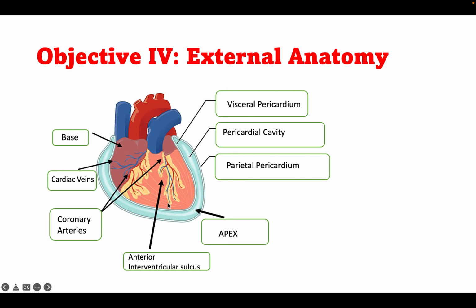And then we have the coronary arteries. Coronary meaning heart, coronary is just all the arteries supplying the heart. And then cardiac veins, cardiac meaning heart, veins that remove deoxygenated blood from the heart. All right. So cardiac veins and coronary arteries are the types of veins and arteries that we're talking about when it comes to the heart.